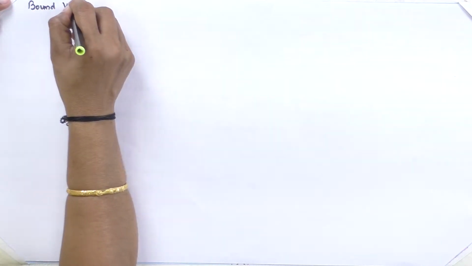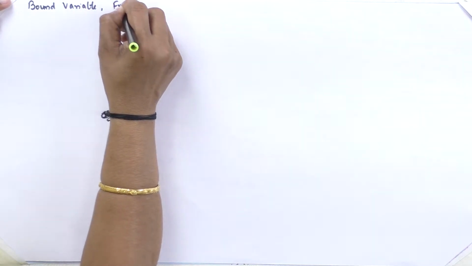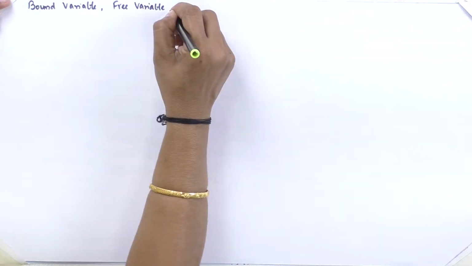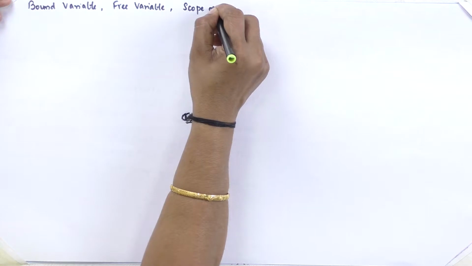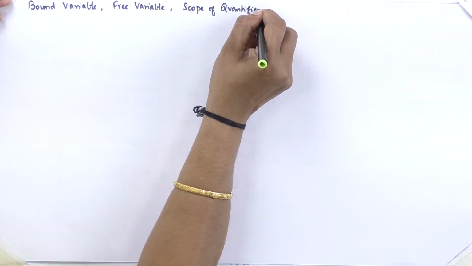So next we have bound variable, free variable, and scope of the quantifier. So when do we say that a variable is a bound variable in a given statement?